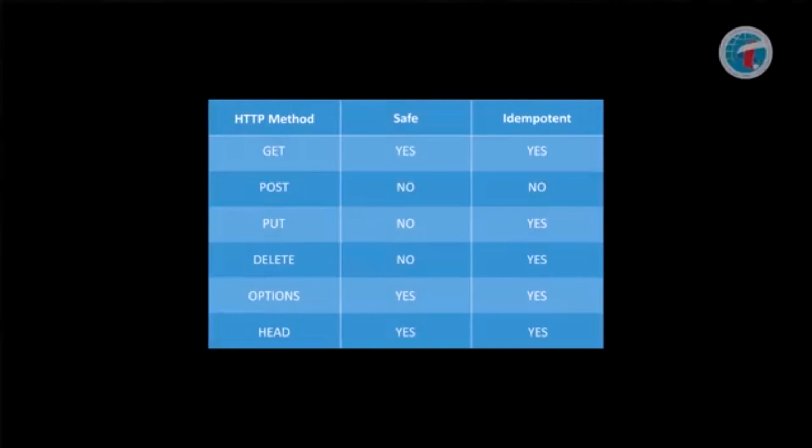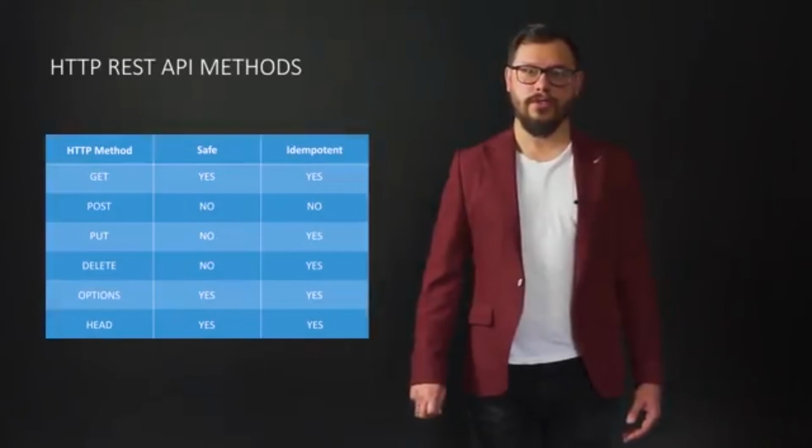PUT. This method is idempotent. That is the reason why, instead of POST, you can use this method for updating resources. Avoid using POST for updating resources. DELETE. As the name implies, this method is used for deleting resources, but this method is not idempotent for all requests. OPTIONS. This method is not used for any resource manipulation, but it's useful when the client doesn't know the various methods supported for a resource.